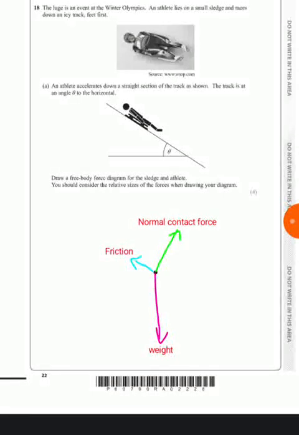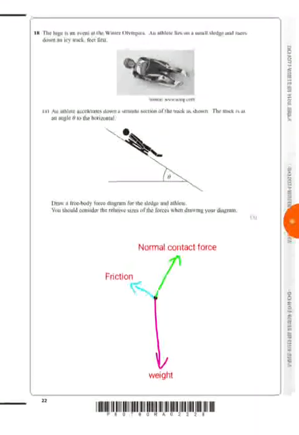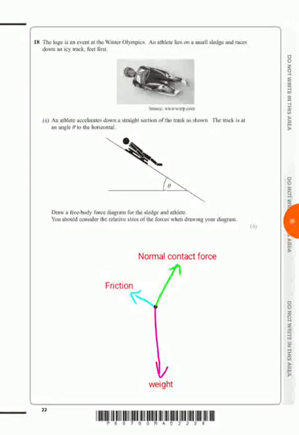Question number 18. A luge is an event at the Winter Olympics. An athlete flies on a small sledge and races down an icy track feet first. Part A. An athlete accelerates down a straight section of the track as shown. The track is at an angle theta to the horizontal. Draw a free body force diagram for the sledge and athlete. You should consider the relative sizes of the forces when drawing your diagram.